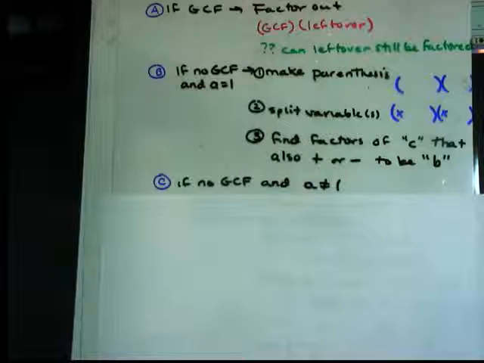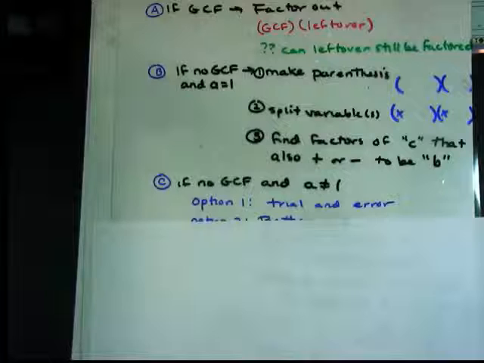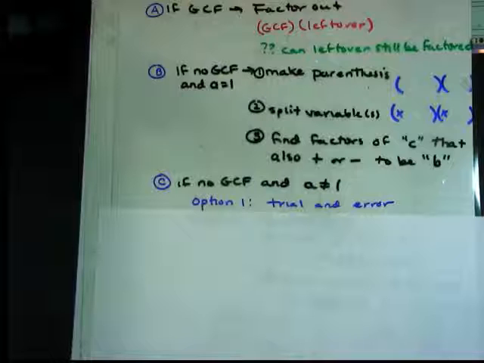Okay. If there's no GCF and a is not 1, there are two options here. The first option is trial and error. Now, I'm going to give you an option 2 that I am going to require you to follow, but this option number 1 is actually going to be the one that we use the most after we get very confident in option number 2.